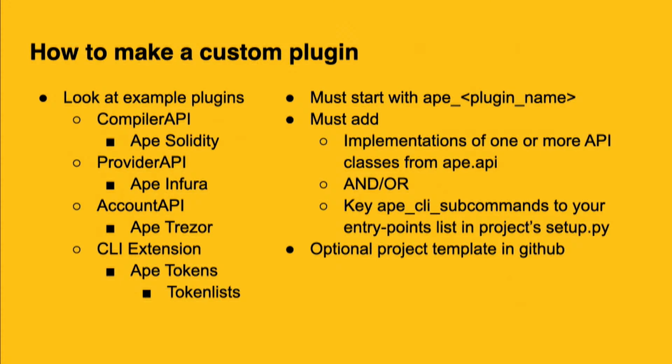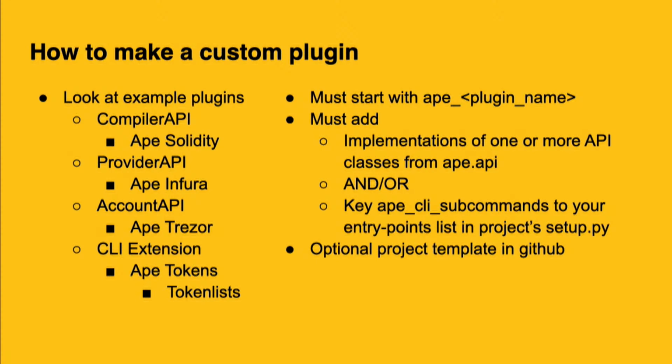So you're saying, Evan, how do I make a custom plugin? Well, let's walk through that real quick. The first place to start, if you want to go for this bounty or you're interested in plugins, I would say is to look at some examples of plugins that we've already written. So if you want to know something about Ape Solidity, you want to write a different kind of compiler for languages, I would take a compiler API and begin looking down that path. Providers, maybe something like Infura using the provider API, Trezor using the account API, or if you want to make a CLI extension, Ape Tokens wraps the token list and provides that through the CLI.